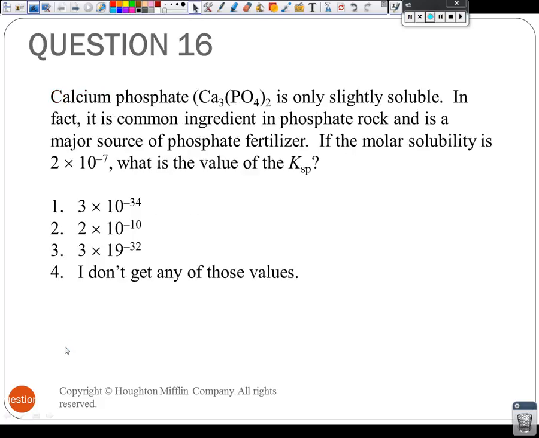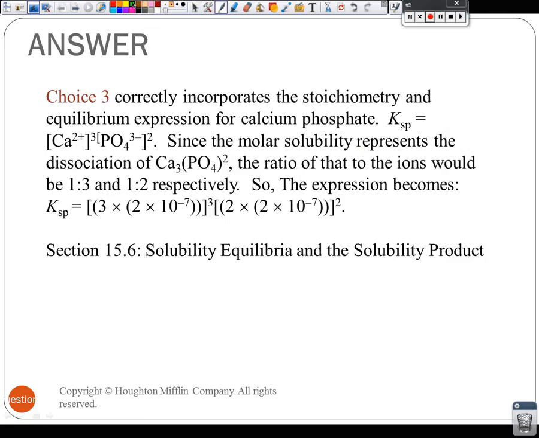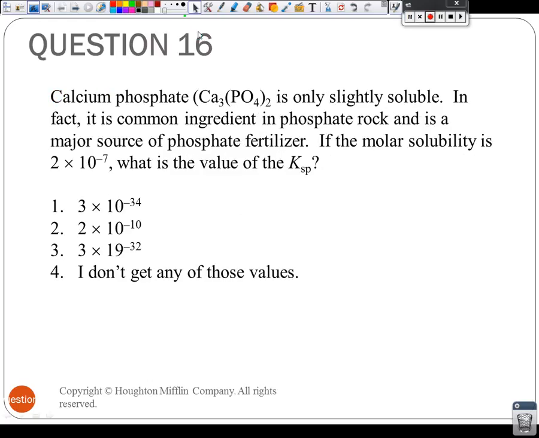Alright, question 16. Calcium phosphate is only slightly soluble. In fact, its common ingredient in phosphate rock is a major source of phosphate fertilizer. If the molar solubility is, what did they just tell me right here? They just told us S is 207. What is the value of the KSP?